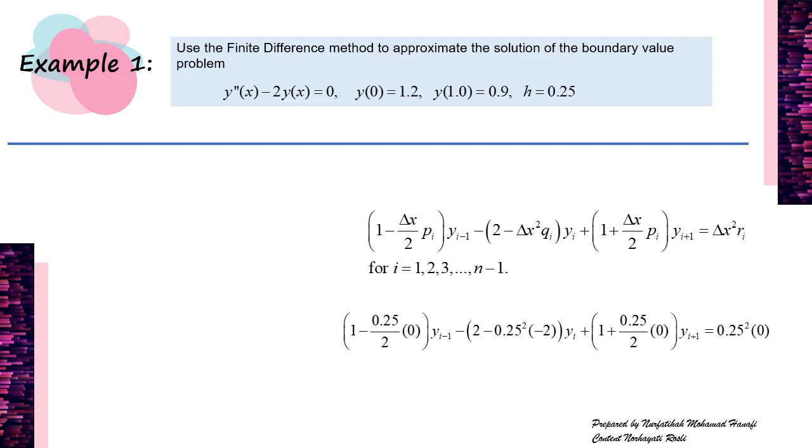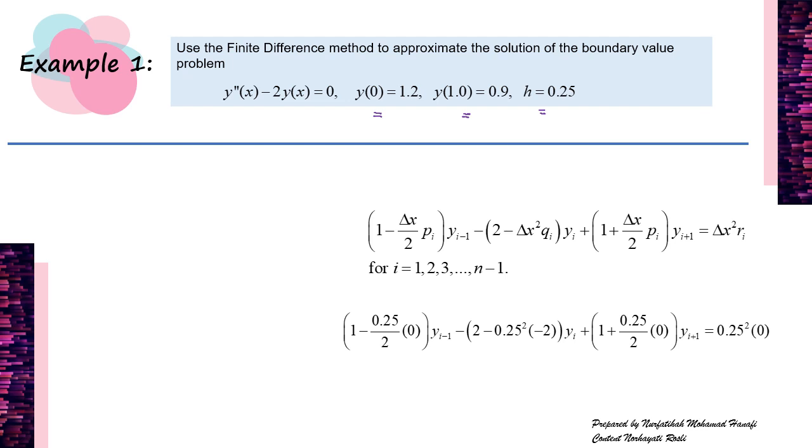Use the finite difference method to approximate the solution of the boundary value problem y double prime minus 2y equal to 0. The conditions given to us are: when x0, y equal to 1.2, when x1, y equal to 0.9, and our step size is 0.25.